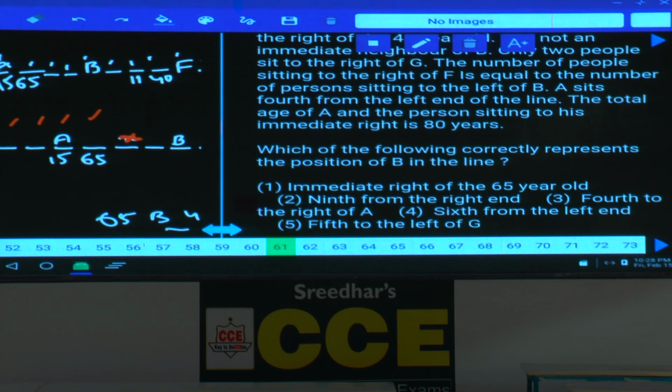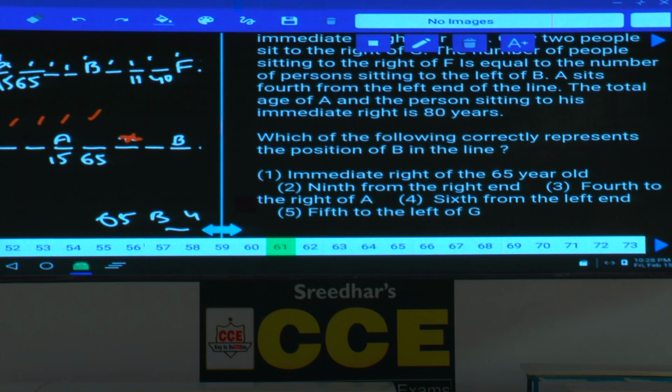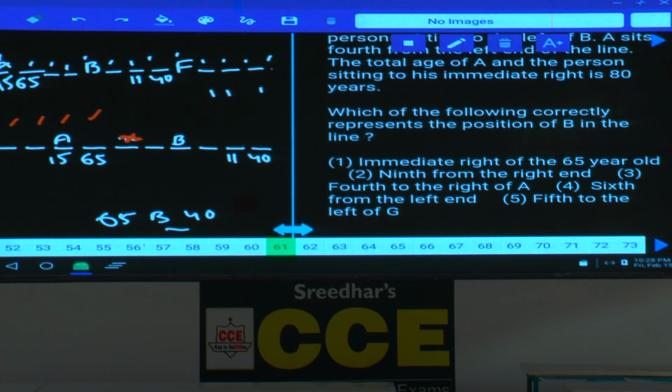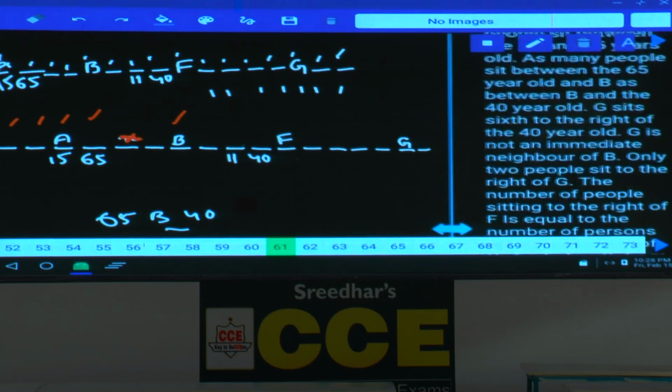Then question number 61. Which of the following correctly represents the position of B in the line? The position of B in the line, tell me: here 3, 4, 5, 6, 7, 8th from the left-hand side, or 8th from the left-hand side. Immediate right of 65 is ruled out. 9th from the right. Yes, is 9th from the right true or not? 9th from the right-hand side. And 9th from the right-hand side, if you count, start counting from this one.